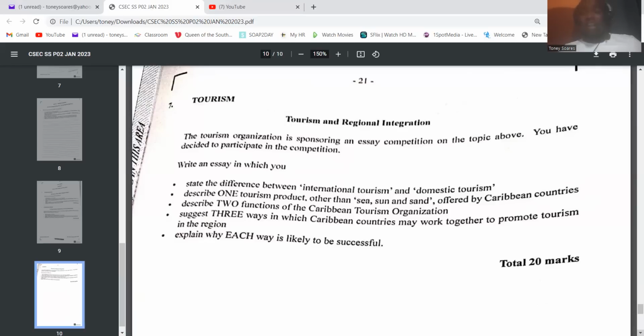Understand, right? We have agrotourism. We have cultural tourism, right? Those are other types of tourism products.